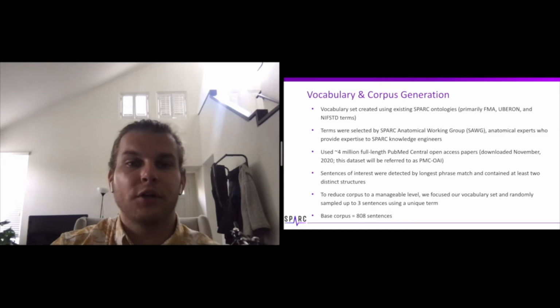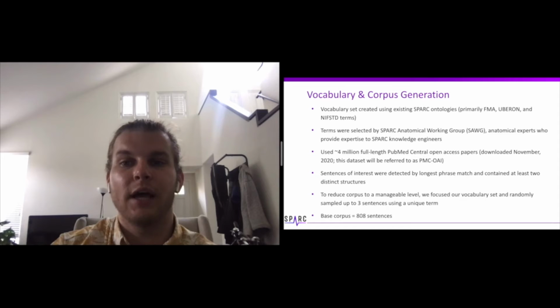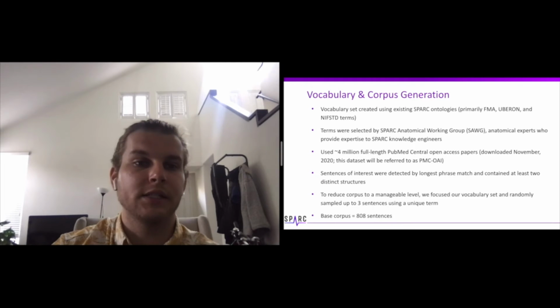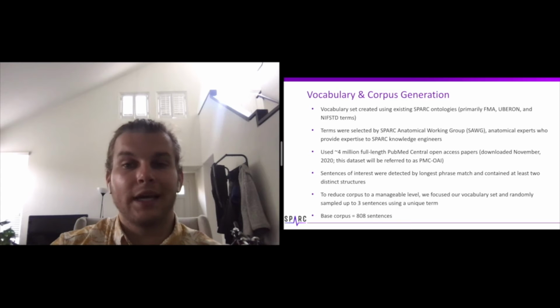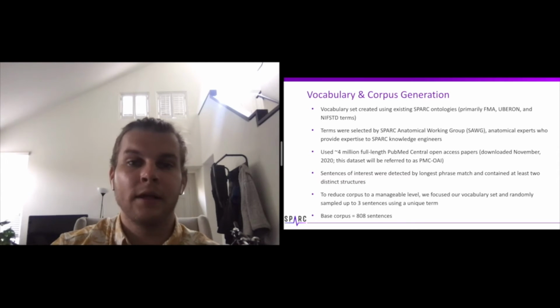To focus our curation efforts to a smaller, more manageable portion of sentences, a smaller vocab consisting of only ANS, nerve, and ganglion terms was selected by SAWG. Since the resulting candidate set was still too large for curation, we randomly sampled up to 3 sentences containing a unique term to create our base corpus of 808 sentences.